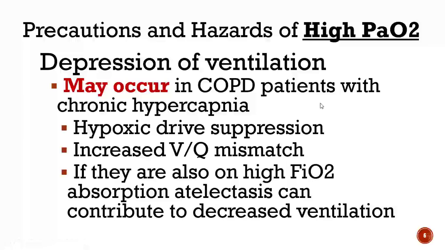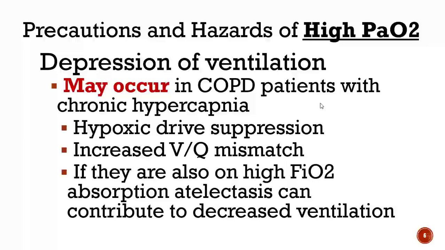The other theory is that you increase VQ mismatch. Normally in diseased lungs, your body has this way of shunting blood towards areas that have naturally more ventilation and higher oxygenation. When you increase a COPD or chronic retainer's PaO2 much above 60, what you end up doing is vasodilating those pulmonary vessels, and blood goes to areas of the lungs that maybe don't have the best ventilation. So you're going to worsen their VQ mismatch. Again, if this is sounding unfamiliar, please look through your notes.